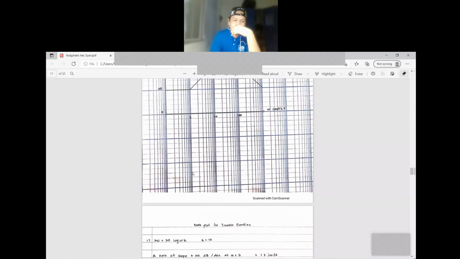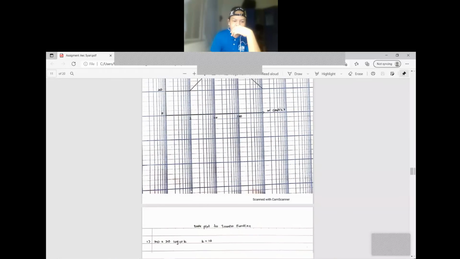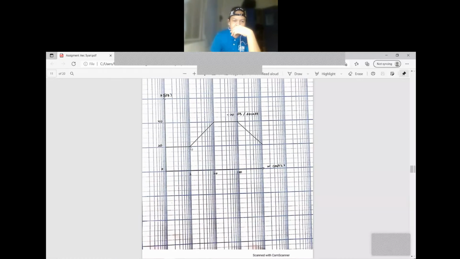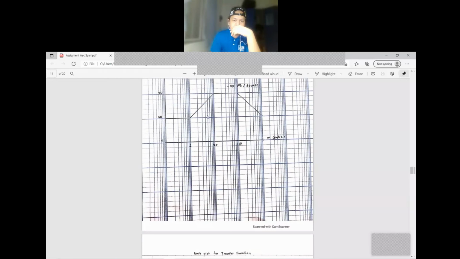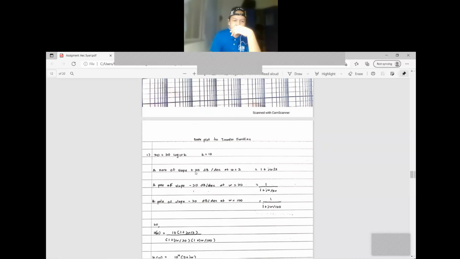For the second one, the zero: from 20 it is going up to 40. This means it is a positive 20 dB per decade slope. So a zero slope of 20 dB per decade at omega equal to 2, and we write down the formula 1 plus j omega divided by 2.